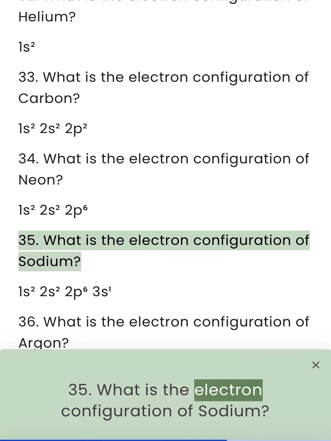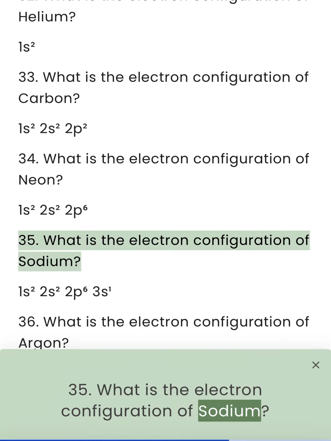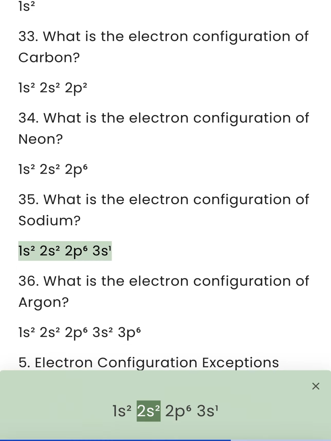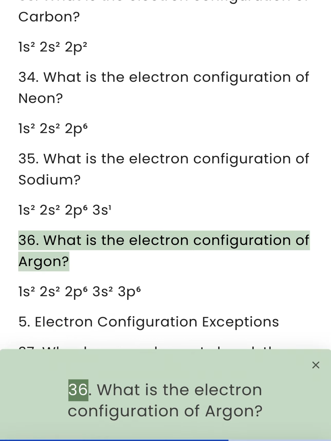35. What is the electron configuration of sodium? 1s^2, 2s^2, 2p^6, 3s^1. 36. What is the electron configuration of argon?